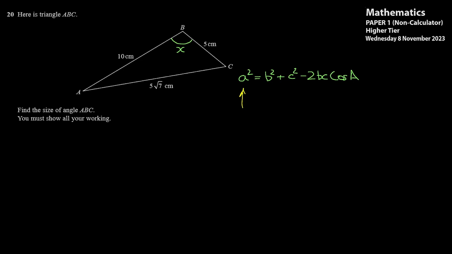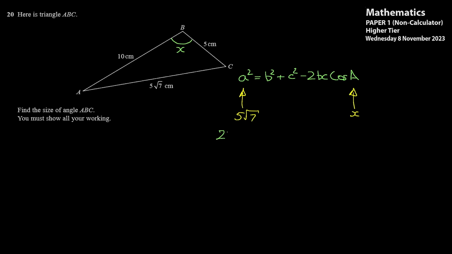And this here is going to be 5 root 7, and the angle A here is going to be the angle X. All the rest, in a way, don't matter because they are the other sides. So those are the two crucial things to get in the right place. 5 root 7 squared isn't as bad as it looks. Square 5, get 25. Square root 7, get 7.